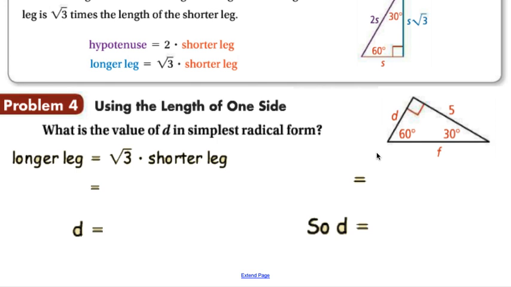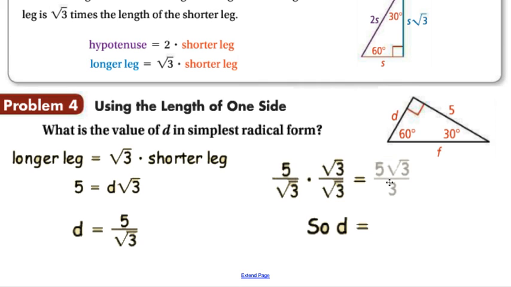So let's go ahead and solve a problem. It says, what is the value of D, looking for the shorter leg, in simplest radical form? Well, we know the longer leg is 5, and the longer leg is the square root of 3 times the shorter leg. Well, if the longer leg is 5, we can plug that in and solve for D: divide both sides by the square root of 3, and then rationalize our denominator. Gives us 5 square roots of 3 over 3, so that is what D is equal to.